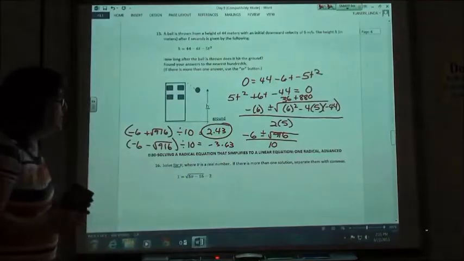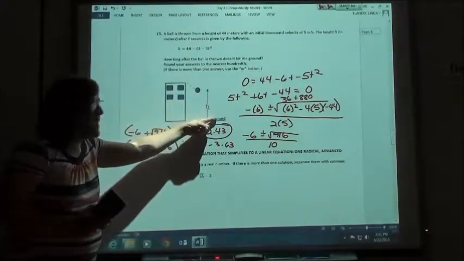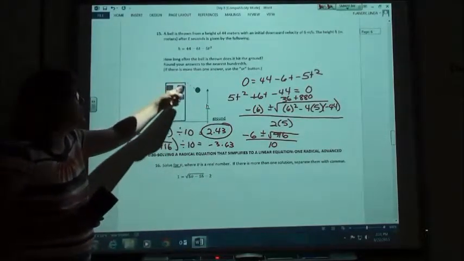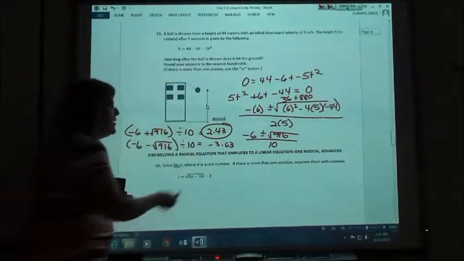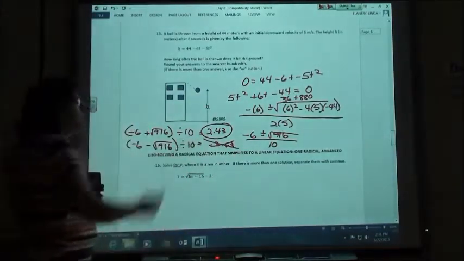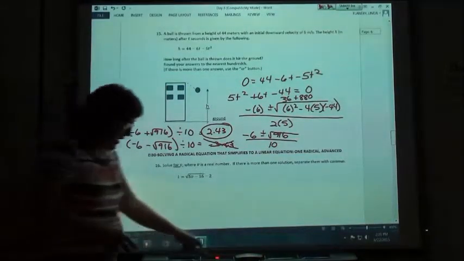Now, in this case, when I throw it off the top of the building, there's only going to be one time where it hits the ground, at least unless it's bouncing around. But we just want to know when it's going to hit the ground. So although we got this answer, we know we can't have a negative time. We're just going to use the one answer. So 2.43 would be the only answer we'd enter in.